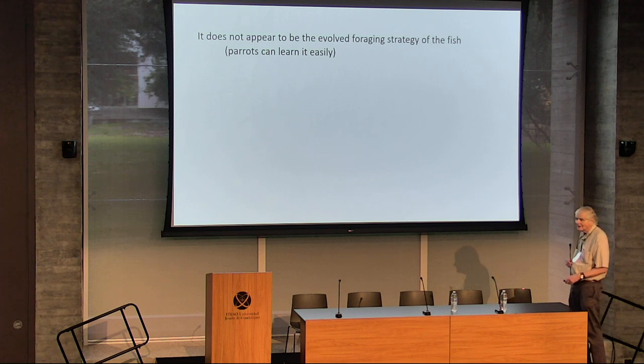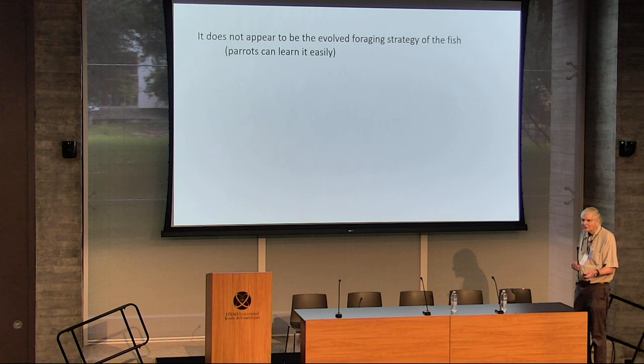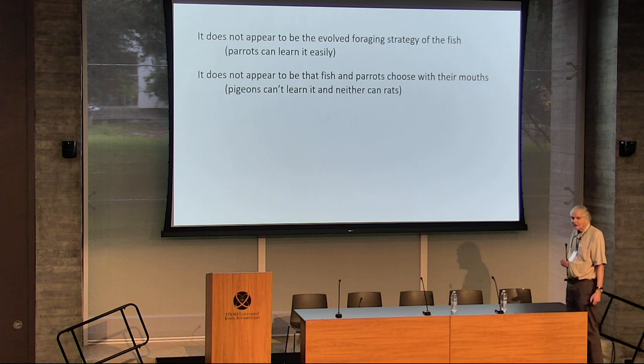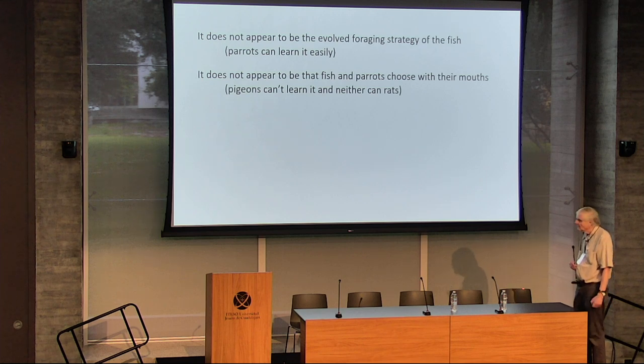Okay, so it does not appear to be the evolved foraging strategy of the fish because parrots can learn it easily. It doesn't seem to be peculiar to the reef that the fish live on where they swim out to the visitors because the visitors are ephemeral. And just like one of the plates is ephemeral, it will disappear if they don't choose it. Parrots can learn it easily, but it also does not appear to be that fish and parrots choose with their mouths because pigeons can't learn it and neither can rats, certainly under the similar conditions.